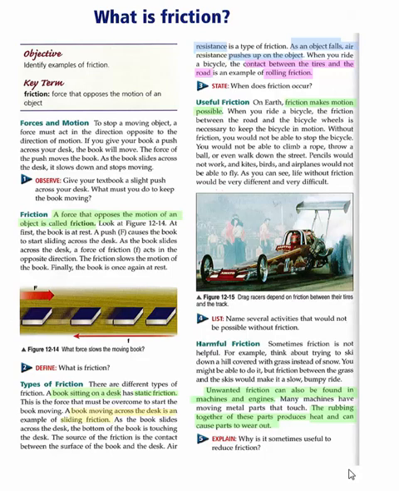Many machines have moving metal parts that touch. The rubbing together of these parts produces heat and can cause parts to wear out. 5. Explain. Why is it sometimes useful to reduce friction?